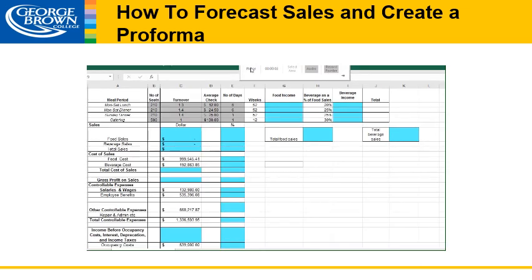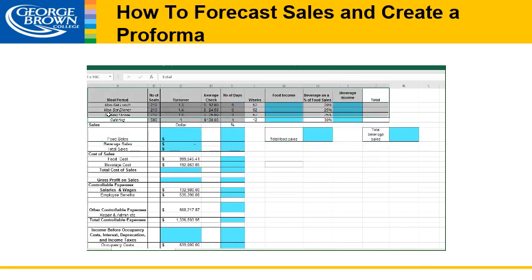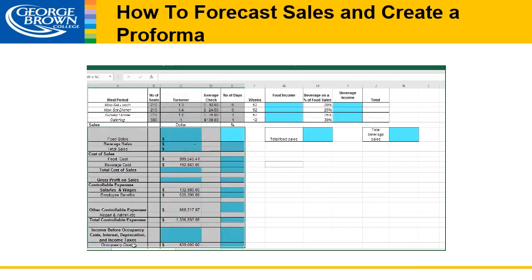Hello everybody, and in this recording we're going to be going over the Proforma worksheet. There's actually two parts to this worksheet. There's the part where we have to forecast our sales for the upcoming year, and then we have to fill in our actual Proforma. And again, a Proforma is just an income statement that's been projected into the future.